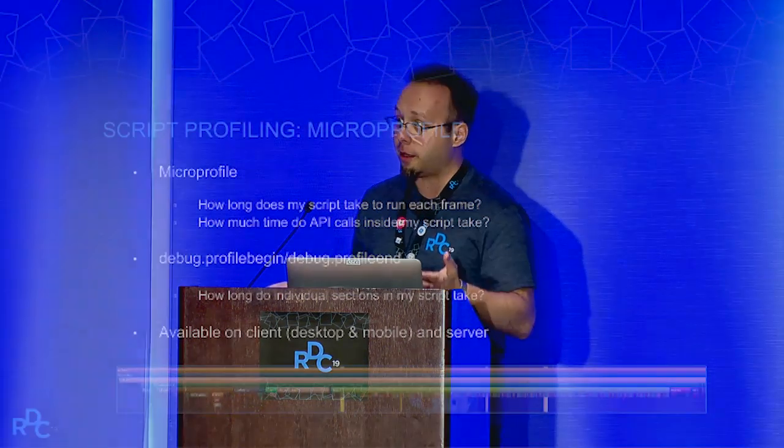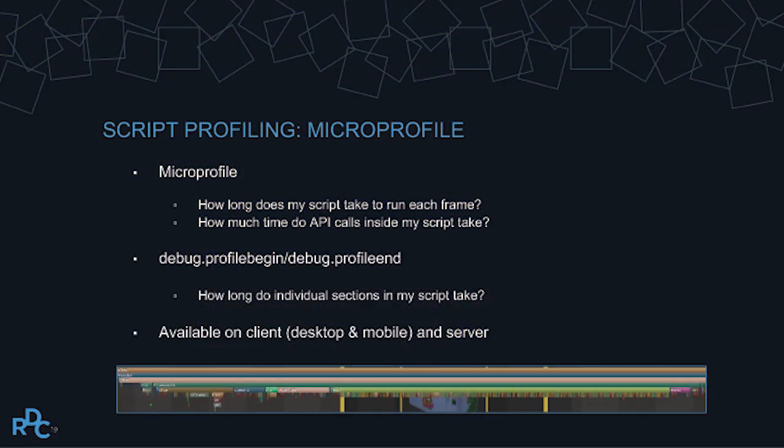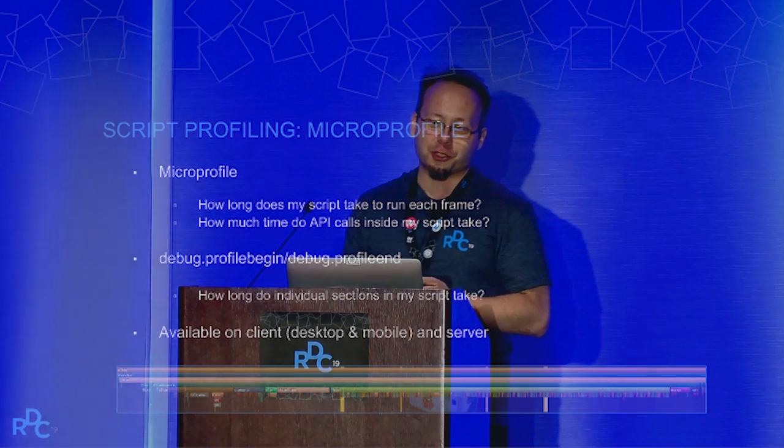Once you know what script to target, the question is, what do you do then? Well, MicroProfiler. I have been told that we lack good documentation on MicroProfiler, and I'm sorry, this is probably my fault, but the tool is there, the tool is available. Not everybody knows, so I will reiterate this. You can get this profile information on the client and on the server. You can use Developer Console to get server-side profiles. It will show you two things.